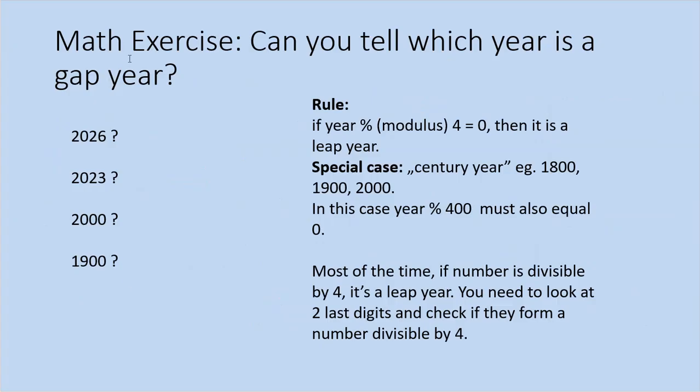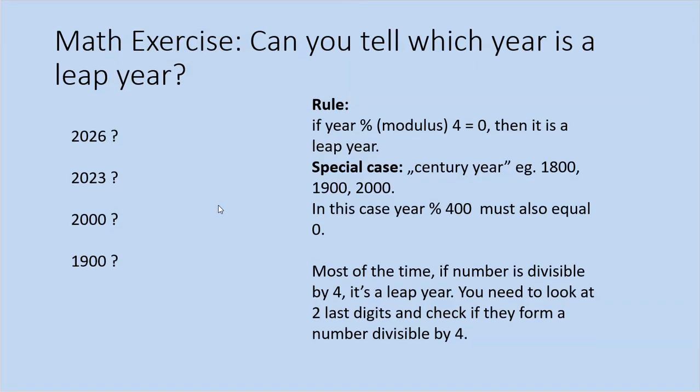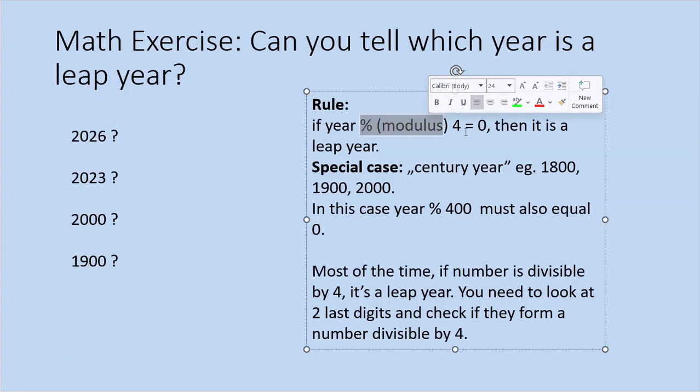And now for the last exercise today, I have a math exercise in which you can calculate if it is a leap year. Sorry, not gap year, leap year. We're talking about leap year, when February has 29 days. So how to calculate? Can you tell if these years are leap years or not? The rule is this: if the year modulus 4 equals 0, then it is a leap year. Modulus is, in other words, the remainder. It is what is left after division, right?